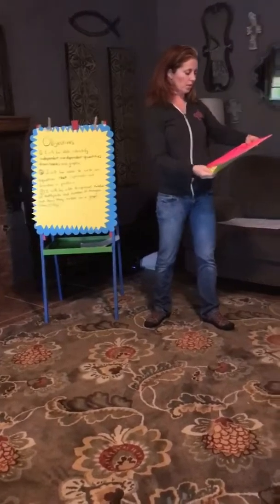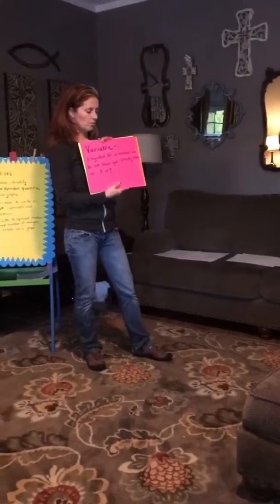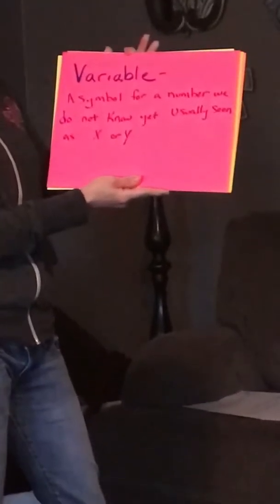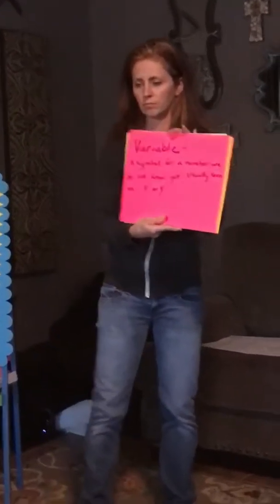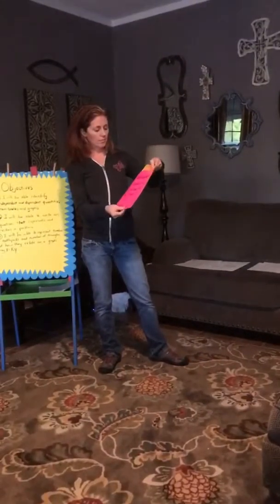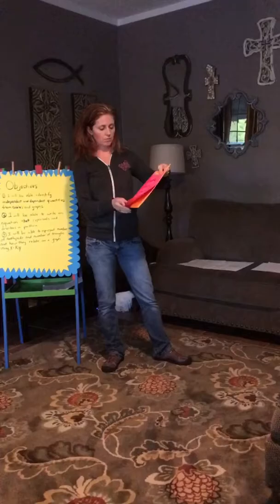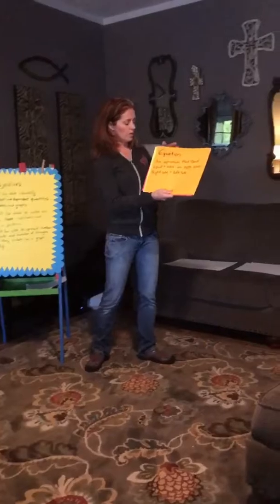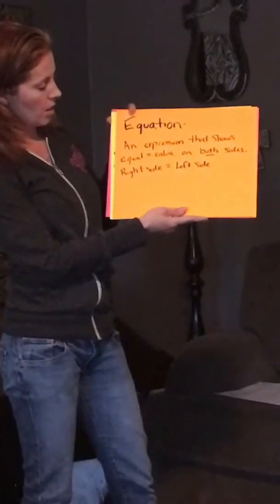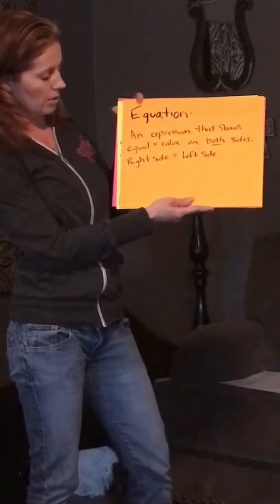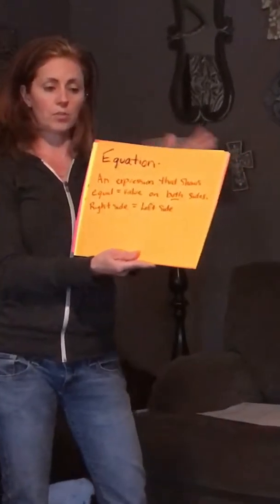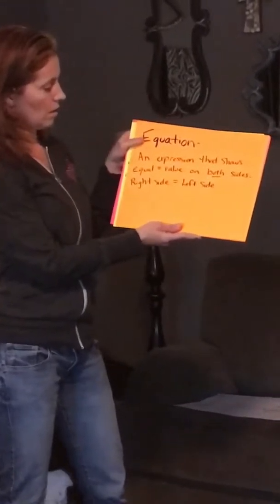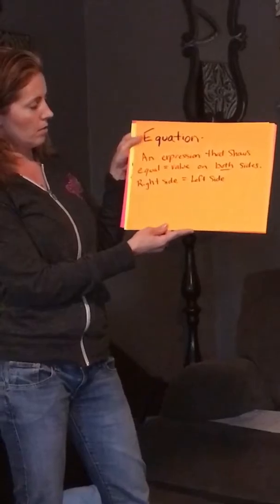The next word is variable. A symbol for a number we do not know yet, usually seen as x or y. Again, these are just review. These first 3 words are review. Equation: an expression that shows equal value on both sides. The right side is always equal to the left side. An expression that shows equal value on both sides. That's an equation.